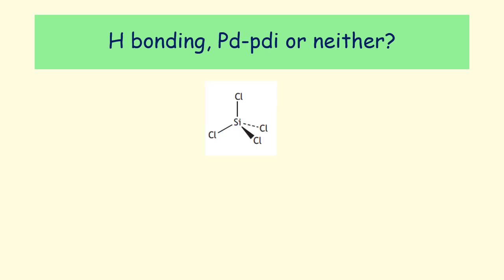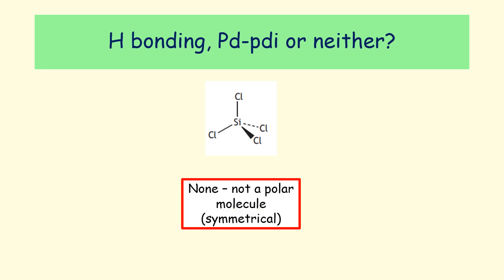Here, we've got silicon in the middle with 4 chlorines around it. Does that form hydrogen bonding, permanent dipole interactions, or neither? Hopefully, you've identified that that is a symmetrical molecule. It is a tetrahedron. Therefore, it's non-polar and will not form any of those interactions.